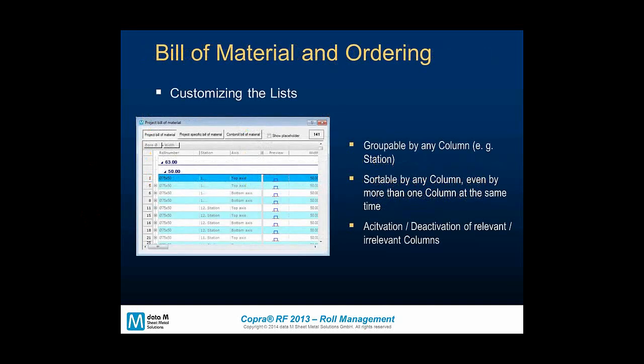Once we've then generated these lists, a bill of material for ordering and of stock rolls, we can group them by any column, e.g. for the station, or we can sort by any column, even more than one column at the same time. And we can activate and deactivate relevant and irrelevant columns from this also. So for example, if we're just looking at a roll number, a station type or an axis, we can remove all other information.